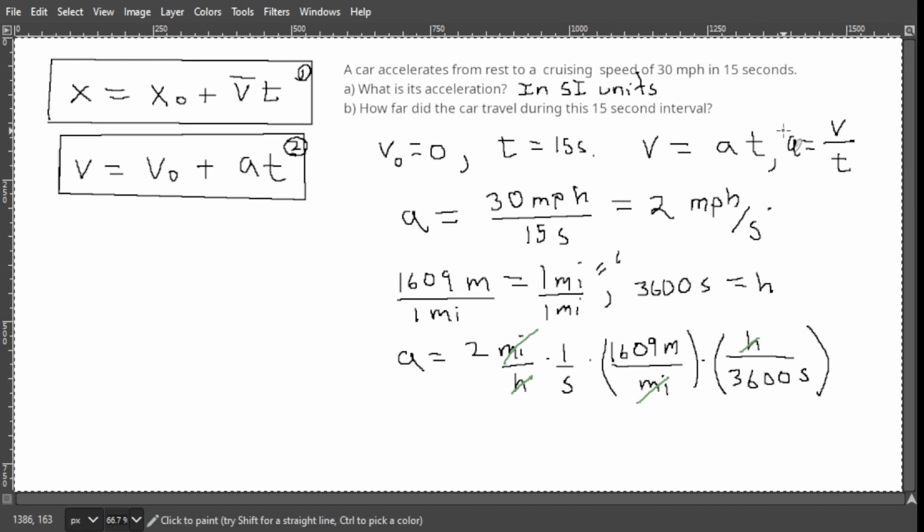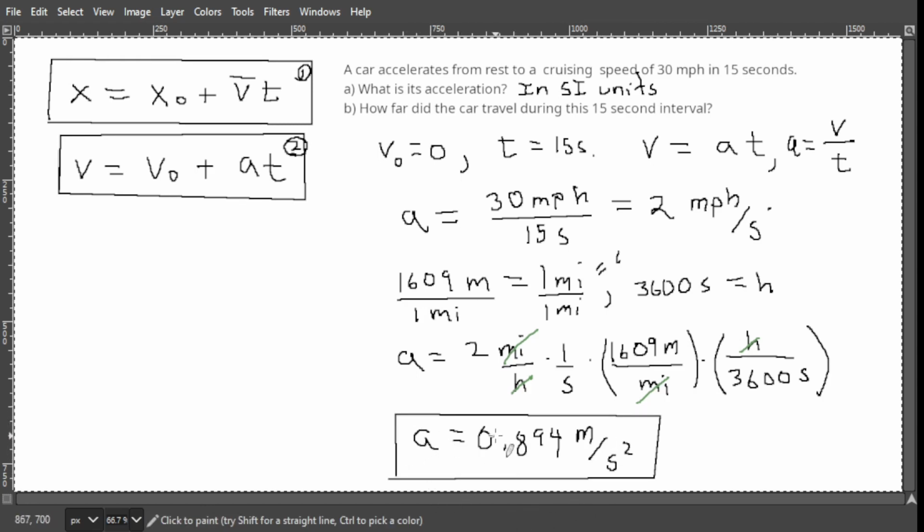Now the job is for our calculator, and I get 0.894 rounded. And it's meters per second squared. So that's the acceleration in SI units. In SI units, it's 0.894 meters per second squared, or meters per second. That's another way we could write it. Meters per second squared is equal to meters per second.